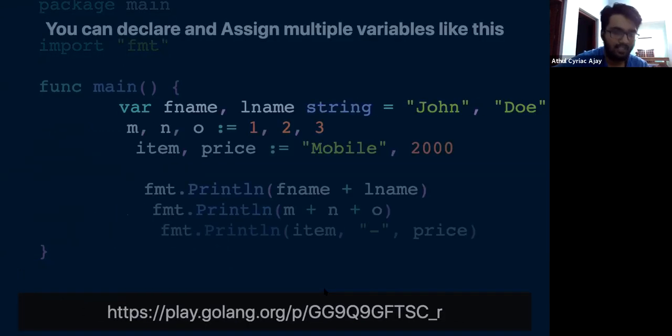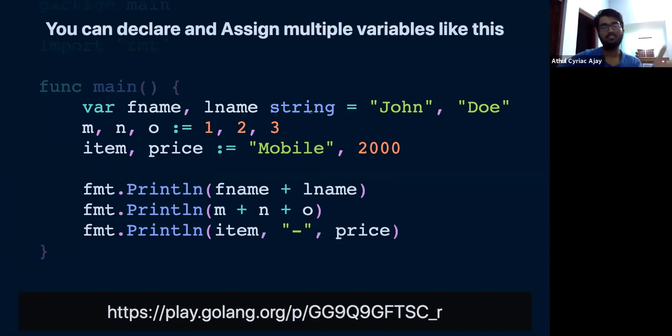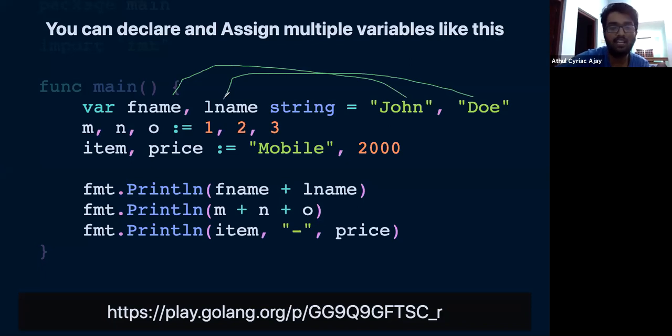The next thing is that we can declare and assign multiple variables at the same time. That's a super cool feature of Go, and it's also seen in many other languages. You can use the same data type and declare multiple variables. Here we are assigning John and Doe to fname and lname, because we use the keyword var, and John will be assigned to the fname variable, and Doe will be assigned to the lname variable.